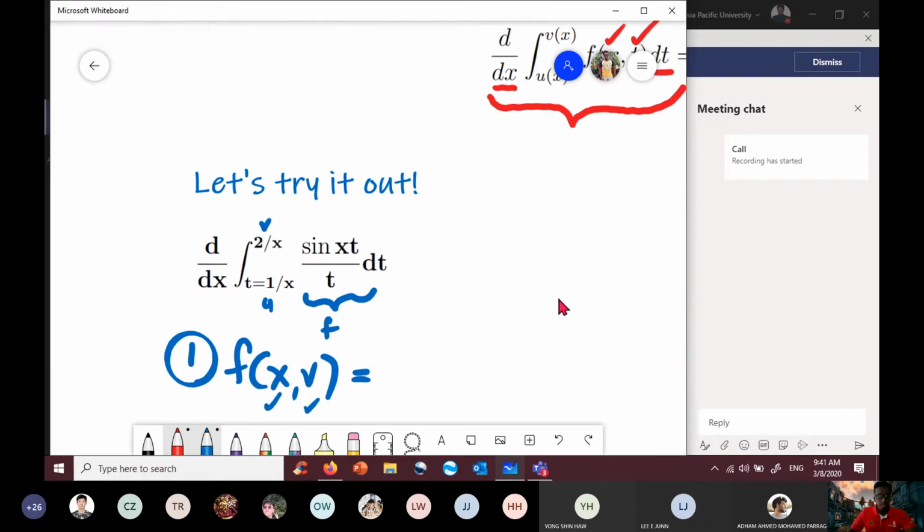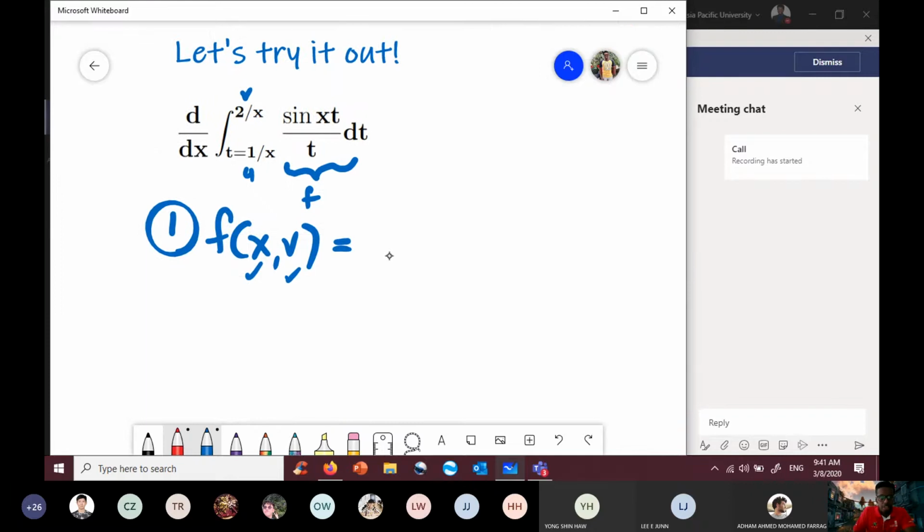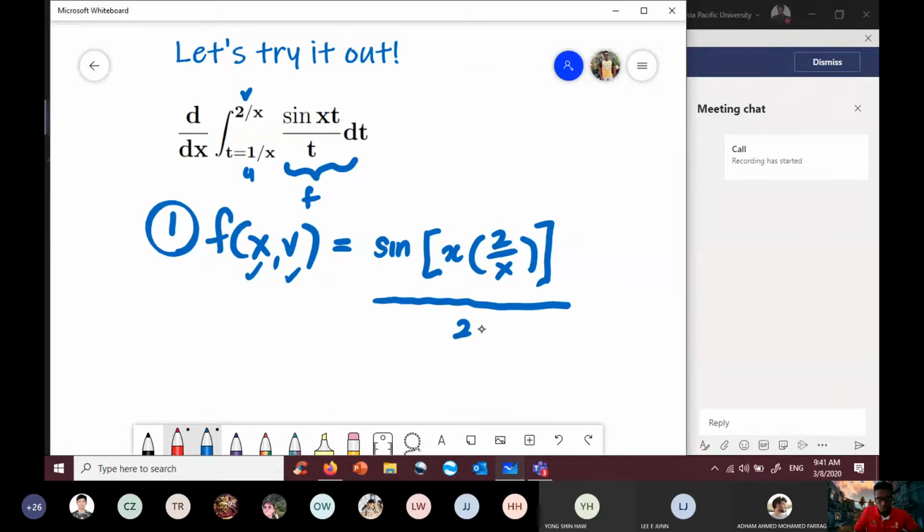Let's do that. So I have an expression here. I'm going to remain the x as x, no changes on that. But the t, I'm going to change it into my v, which is 2 over x. Let me do that. And then this again, it's a t, so I'm going to change it into my v, 2 over x. So there you go. That is the meaning of f(x, v). All the t's inside the integral, I change into v, where v is my upper limit.